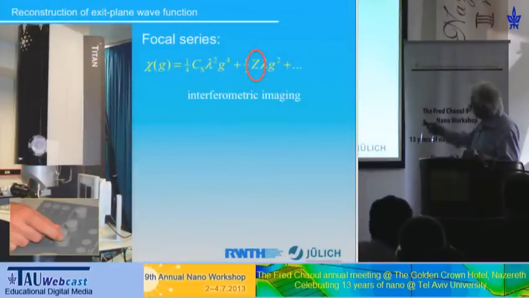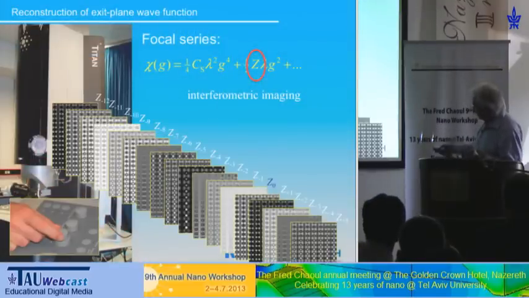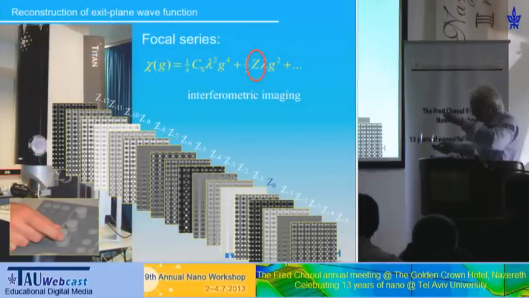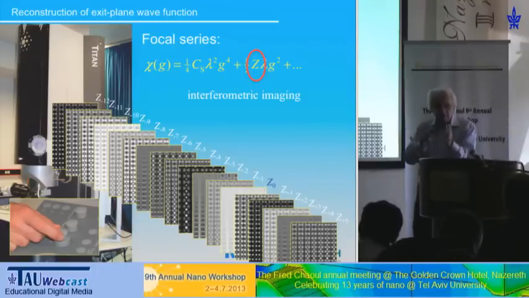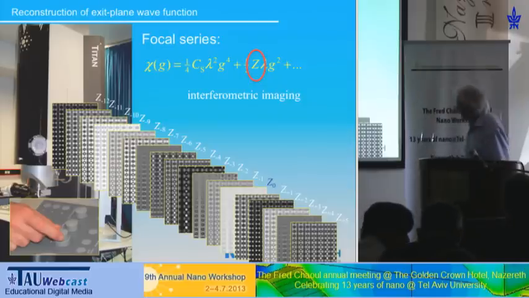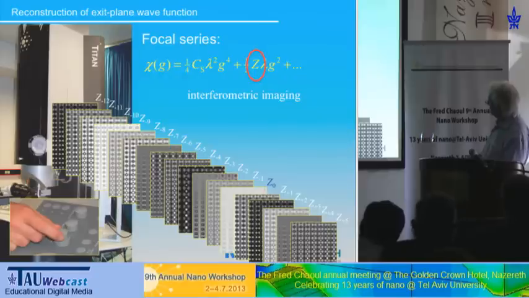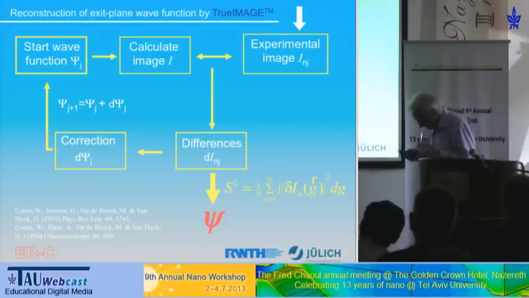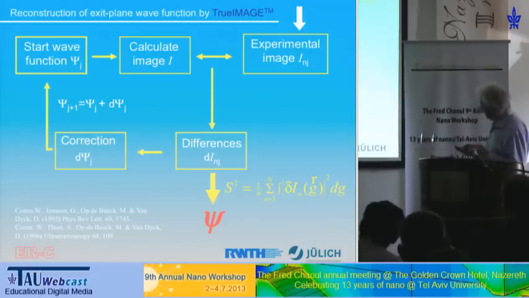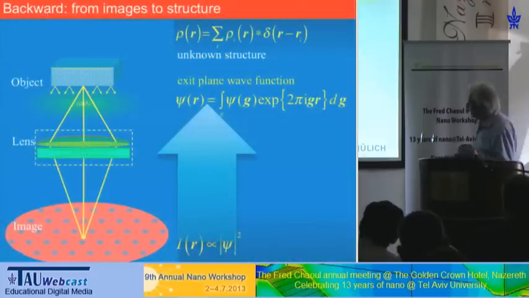That means we take a series of images. In between, we change the focus of the lens by a given amount. And this means that we are probing, in a way, the phase shift behavior of the lens. And this has very much in common with interferometric imaging. And we now plug these images into the computer, and it gives you then the exit plane wave function when everything is done right.